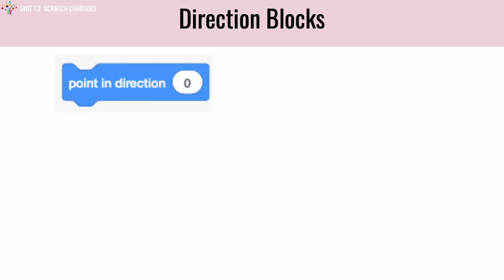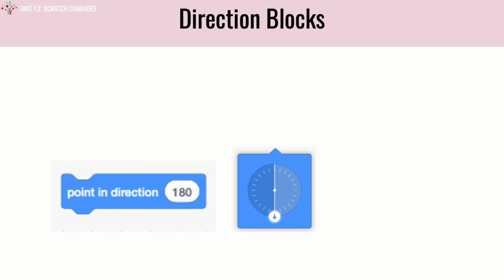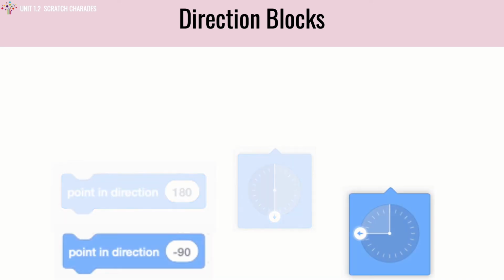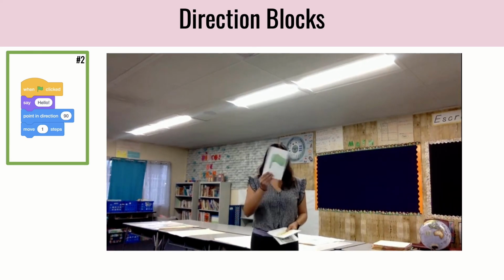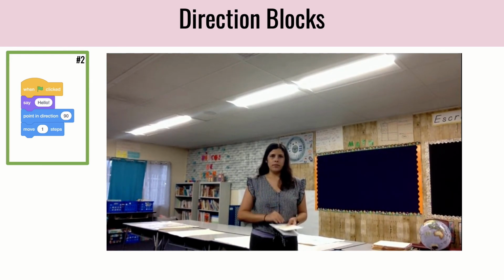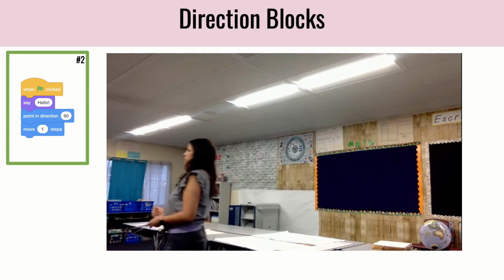So this activity also goes over direction blocks. So direction blocks are these blue ones, and they make the sprite go in a certain direction. So I'll show you an example of Miss Vilches acting out a direction block. So if you see there, she used a direction block and she acted it out.